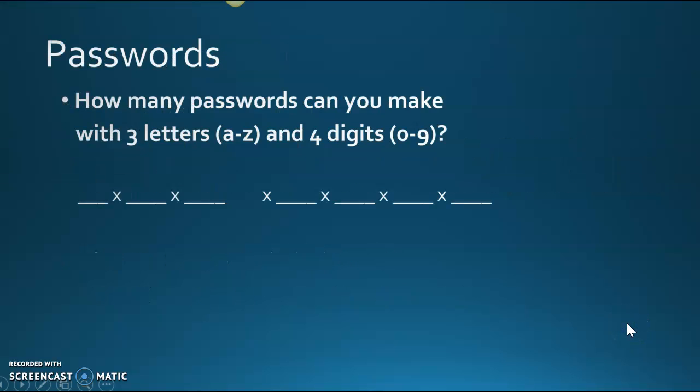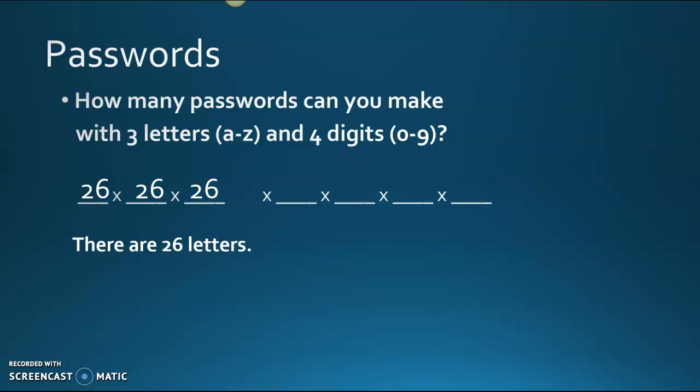For passwords, this is where people tended to get confused. How many passwords can you make with 3 letters from A to Z, 4 digits from 0 to 9? Keep in mind that from 0 to 9 is actually 10 different digits. Now, each letter can have 26 different possibilities. We have 3 letters, so there are 26 possibilities for each. 26 times 26 times 26.